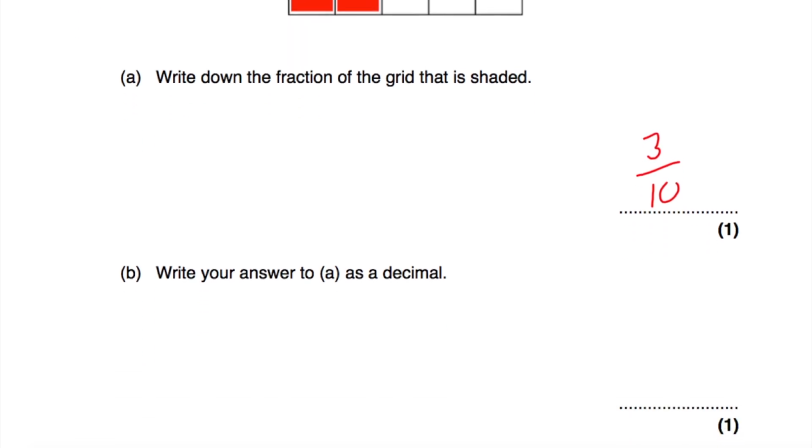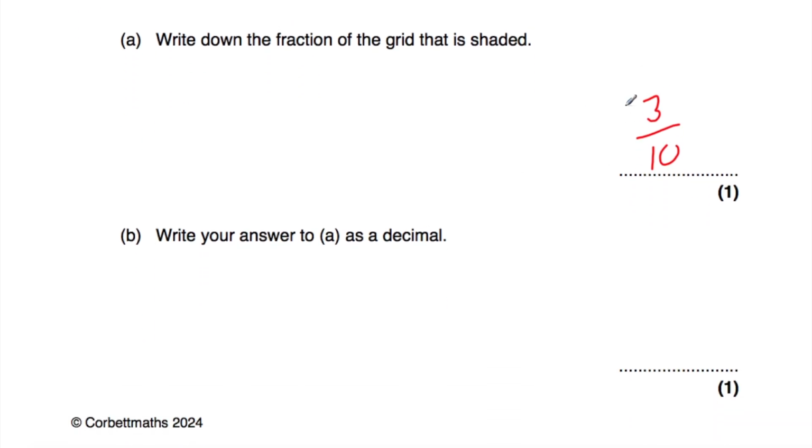Okay, then part B. Part B says to write this as a decimal, so we need to write 3/10 as a decimal. Now 3/10 as a decimal, you could just write it as you say it, 3/10, so that's going to be 0.3, because the 3's in the tenths column, so 3/10 is 0.3.